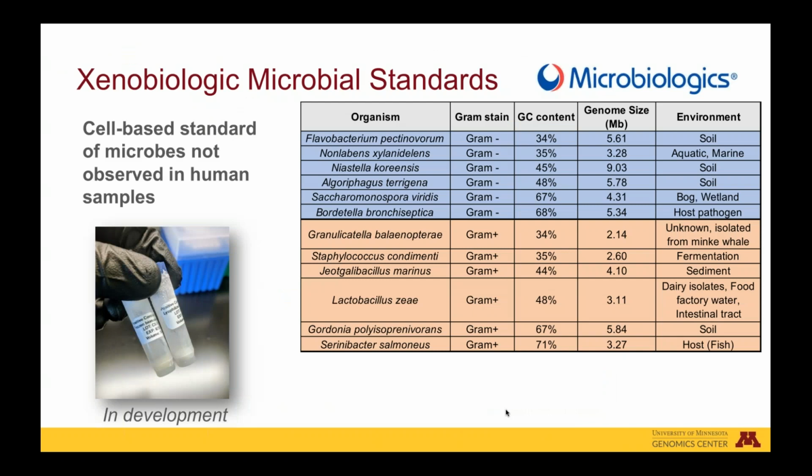And so, given this, we've partnered with Microbiologics, a company based here in Minnesota, which provides standards for microbiology quality control testing. We've partnered with them to develop a cell-based microbial spike-in control made up of organisms not found in the human microbiome. We refer to it as a xenobiologic microbial standard, and one prototype of this control contains an even mixture of 12 organisms. Half of them are gram-positive and half gram-negative. They span a range of GC content and genome size, as well as their source environment.